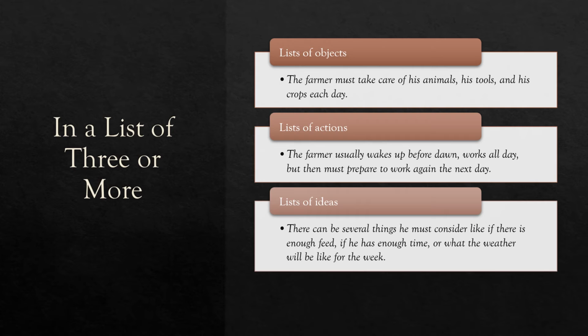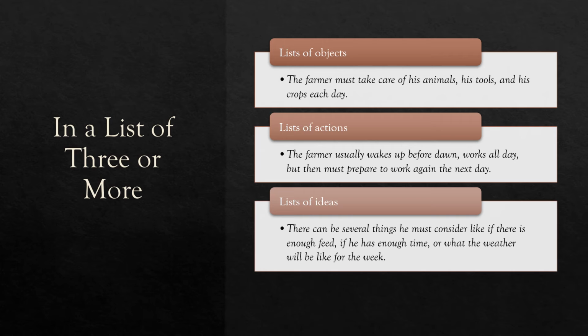In a list of 3 or more. When you have a list of objects, a list of actions, or a list of ideas, and there are 3 of them or more, you need to put commas. In the sentence, the farmer must take care of his animals, his tools, and his crops each day, the word before and needs to include a comma. There is debate on whether this is true or not, but as far as the SAT is concerned, yes, you must put a comma before and when there are 3 or more. If there's only 2, you don't need a comma.